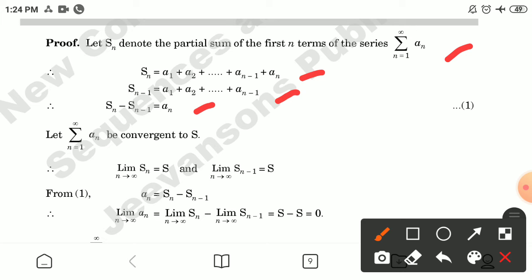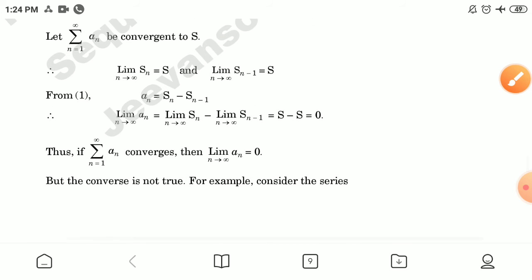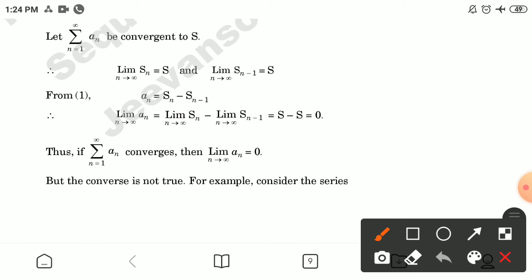Let Σan be convergent to s. Therefore, the limiting value of Sn is s and the limiting value of Sn−1 is also equal to s. From 1, an is equal to Sn − Sn−1. When we apply the limit on both sides, we have the value equal to 0. Thus, if Σan converges, then the limiting value of the nth term will be equal to 0. But the converse is not true.